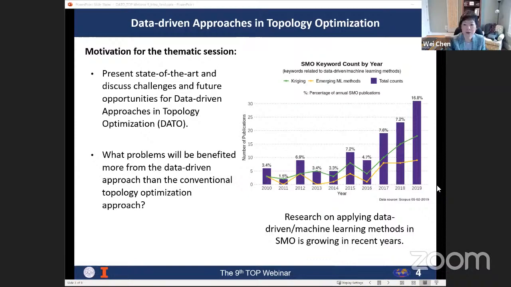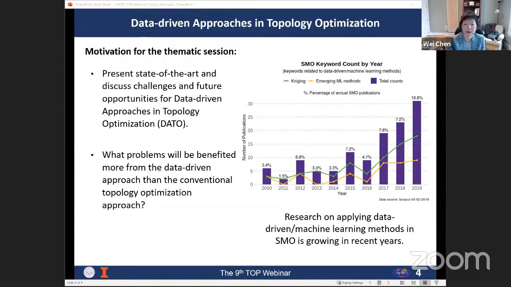So next I'm going to start today's session. This is a session centered on data-driven approaches in topology optimization. Simply speaking, this is a group of methods that use data-driven or data science approaches, like machine learning and AI techniques, to go beyond conventional topology optimization, which is gradient-based. Here, people are using either purely data-driven methods or a combination of machine learning together with topology optimization algorithms for solving very difficult topology optimization problems.